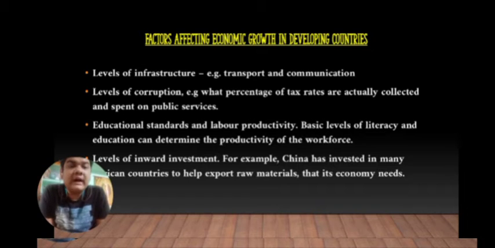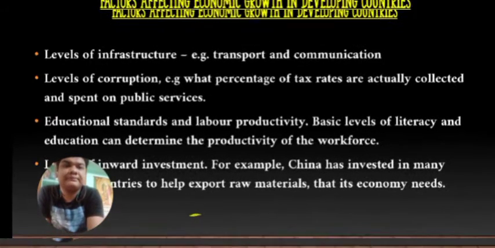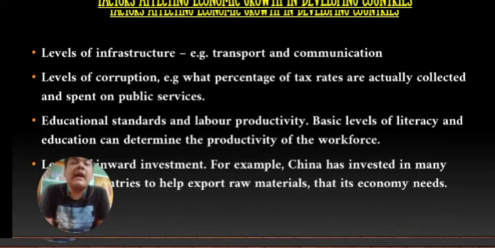So, what are the factors affecting economic growth in developing countries? So, let's see it. Levels of infrastructure, for example transport and communications. Level of corruption, for example what percent of tax rates are actually collected and spent on public services. Education standards and labor productivity. Basic levels of literacy and education can determine the productivity of the workforce.